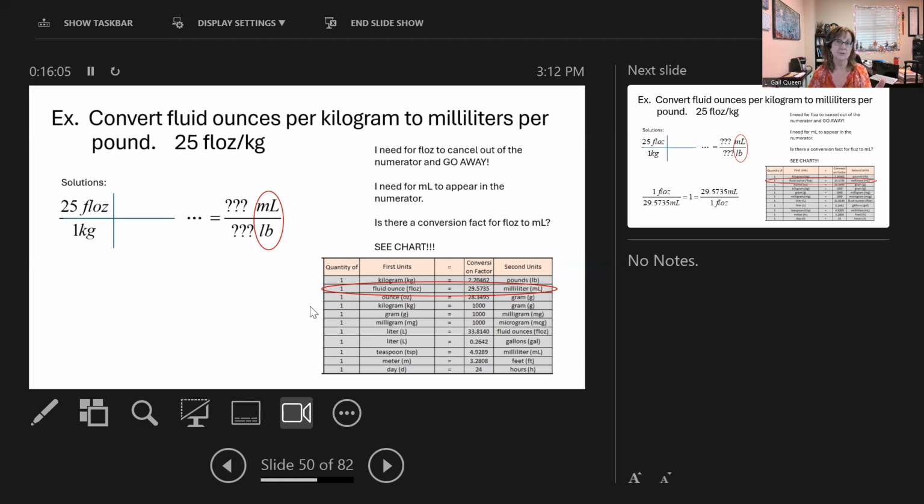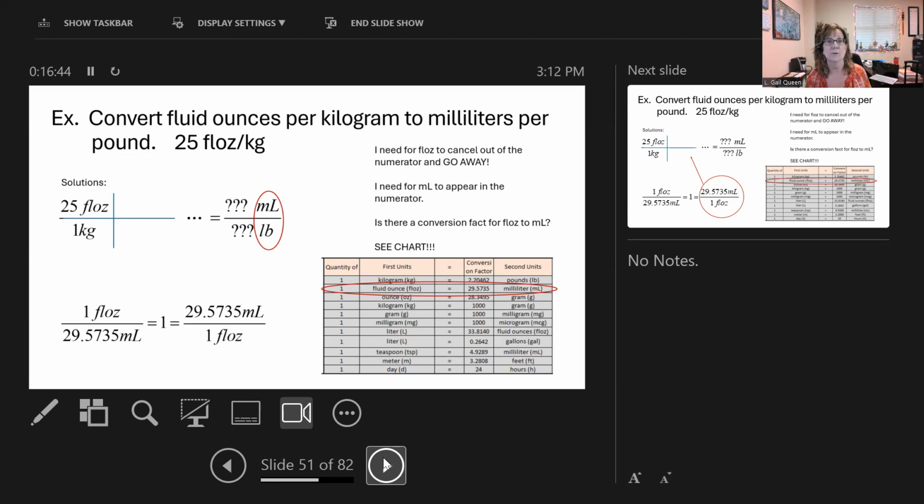This is 1 fluid ounce equals 29.5735 milliliters. Okay. So if I know that this is true, then I can form two fractions that are equivalent to 1. I can either put 1 fluid ounce on the top and the 29.5735 milliliters on the bottom, or I can invert the fraction and put the 29.5735 on the top and the 1 fluid ounce on the bottom. I'm going to use one or the other of these fractions that are equivalent to 1, and I'm going to multiply by my original quantity of 25 fluid ounces per kilogram.